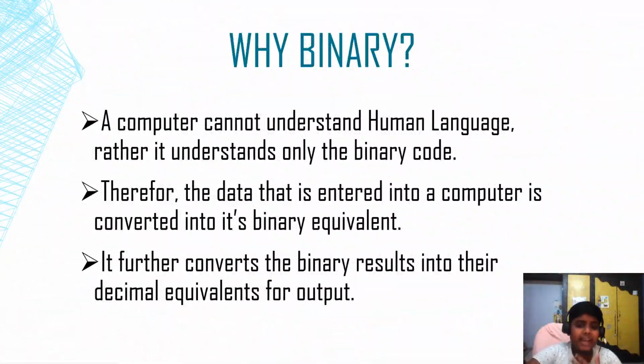So why binary? A computer cannot understand human language, rather it understands only the binary code. Therefore, the data that is entered into a computer is converted into its binary equivalent. It further converts the binary results into their decimal equivalents for output. Now we gave the decimal number, it converts it into binary, and we need the result. Like we do 547 plus 10. We know the answer is 557.